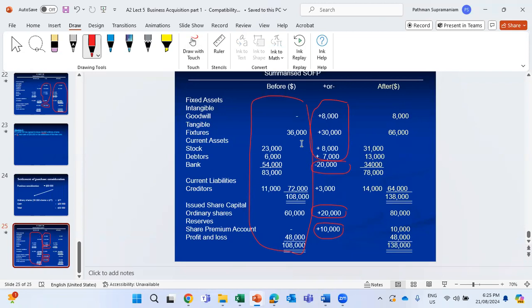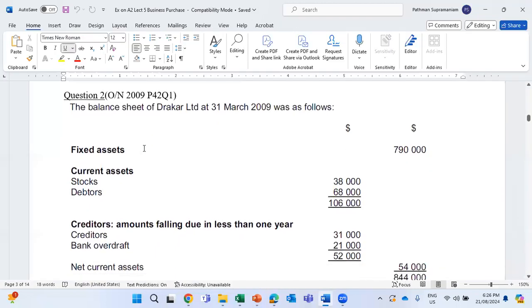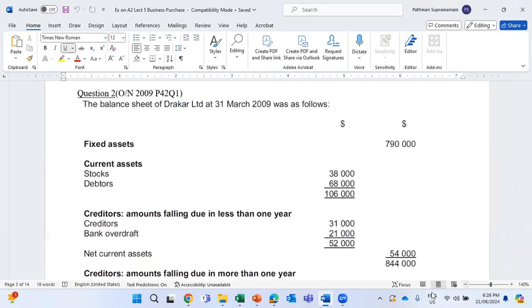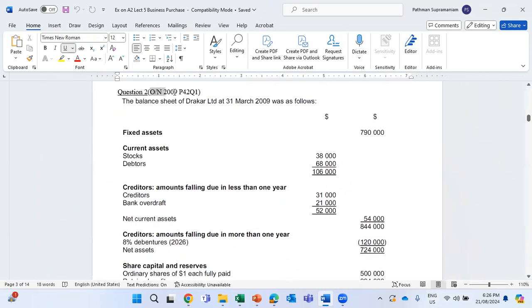Okay, so this is the concept. When a limited company takes over the business of a sole trader, the same concept is used for partnership. So we'll do some questions now. Okay, question 2. This question 2 is actually a past year question coming from 2009 October, paper 42, question 1.